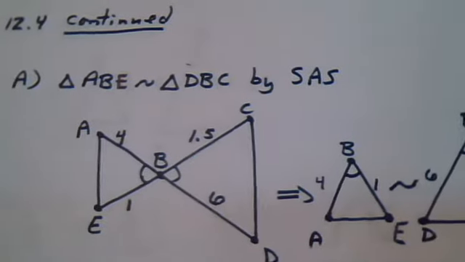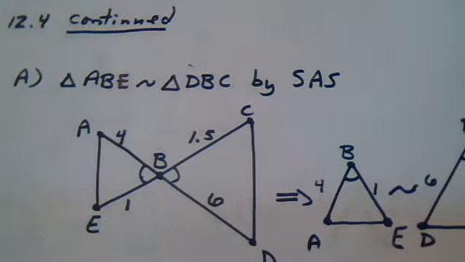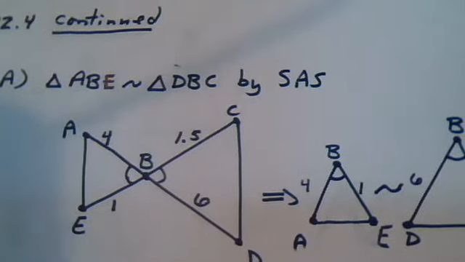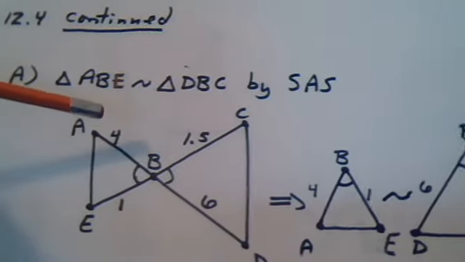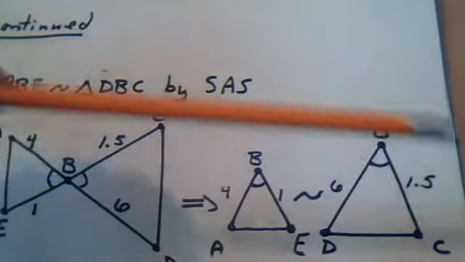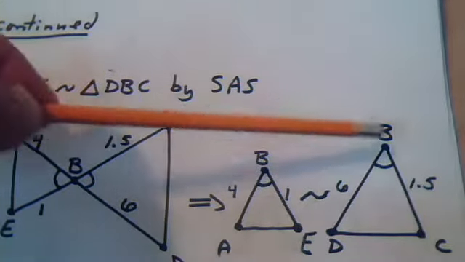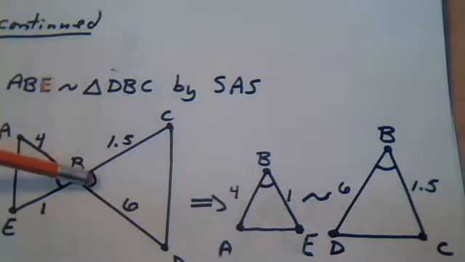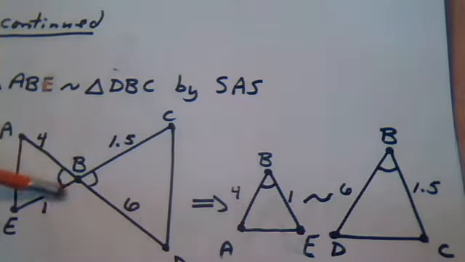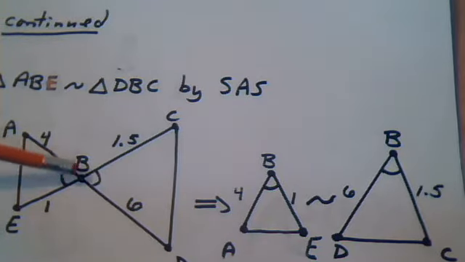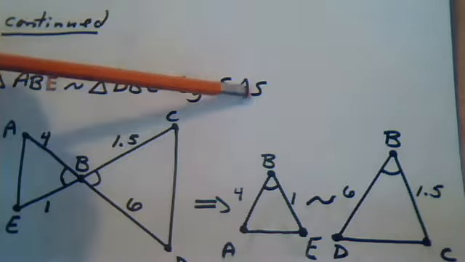For A, they're asking us to determine whether triangle ABE is similar to triangle DBC by SAS. So to make it easy for ourselves, we disconnect the two triangles and stand them next to each other. Now, notice the A part is taken care of. These two angles are congruent because they're vertical angles. Anytime you cross lines or segments, they form congruent vertical angles. Vertical angles are always congruent. So the A part is already taken care of.